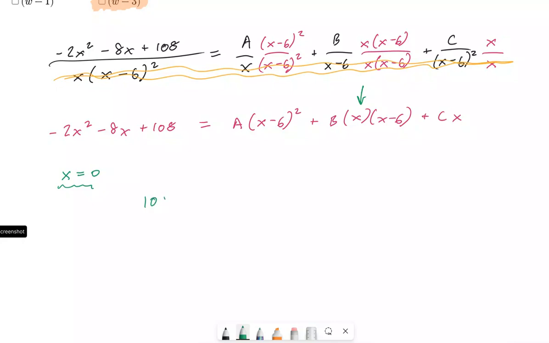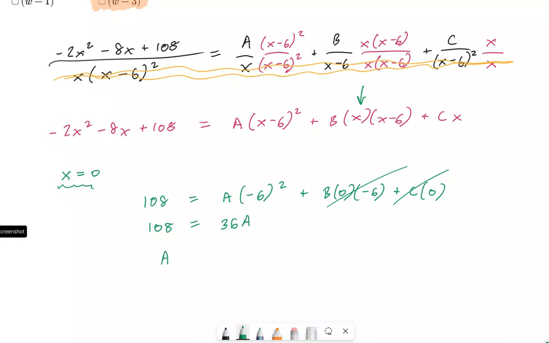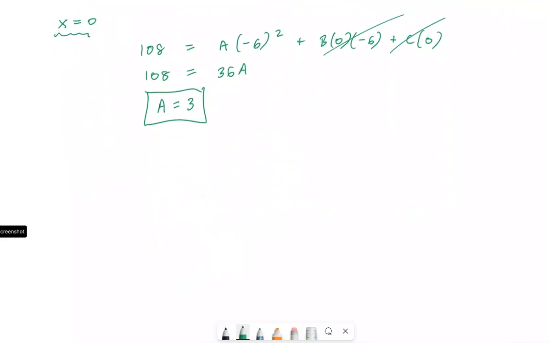What I get when I plug that in is 108 equals a times negative 6 squared plus b times 0 times negative 6 plus c times 0. You see, some of these just cross right out. That's why this is such a nice number. And what we get is 108 equals 36a, and that gives me a equals 3. So we can put that in a box, save it for later.